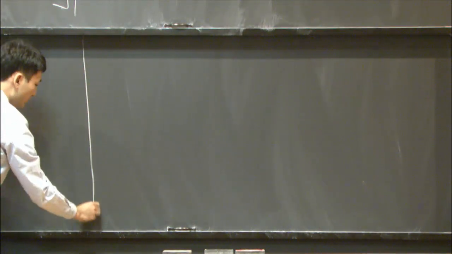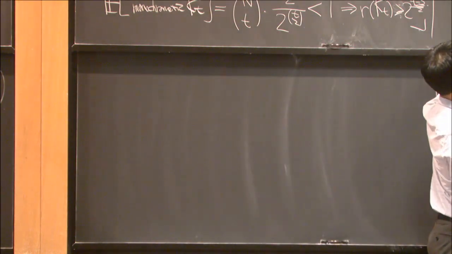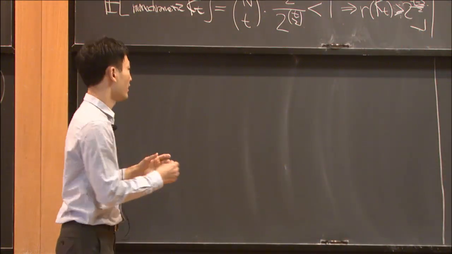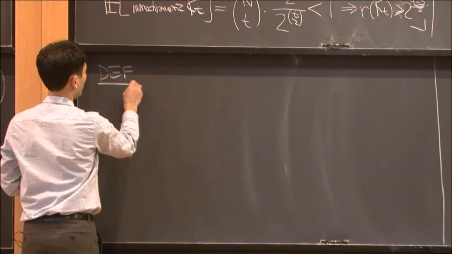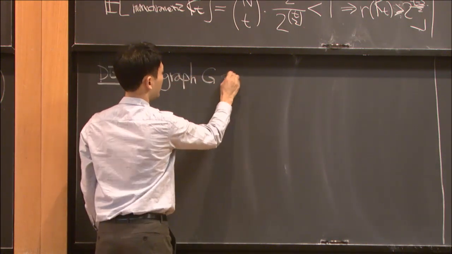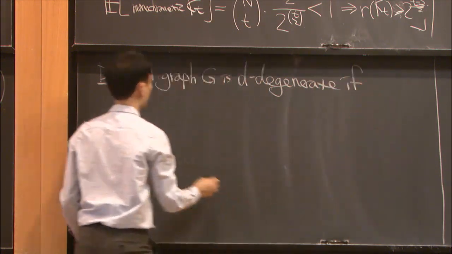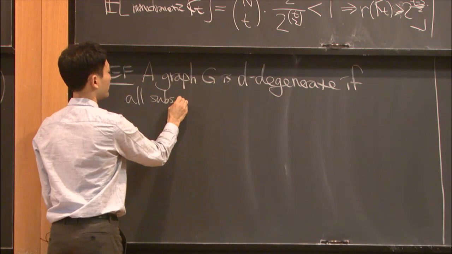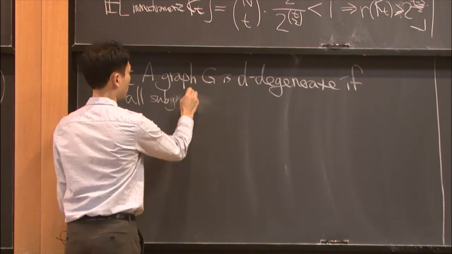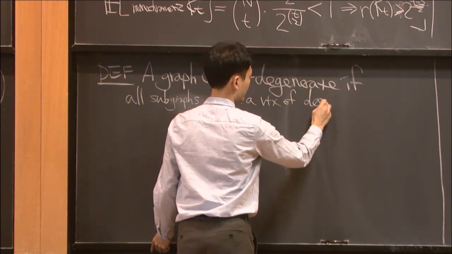There is a class of graphs which exactly captures the concept that there are no denser subsets compared to the whole set. It's called degenerate graphs. A graph G is d-degenerate if all subsets of vertices, all subgraphs, contain a vertex of degree at most d.